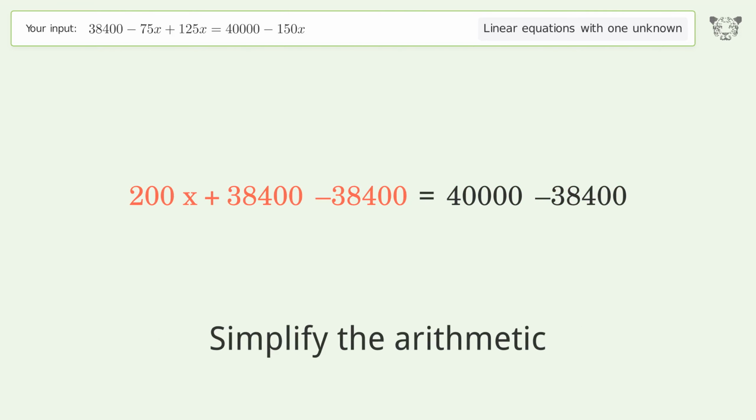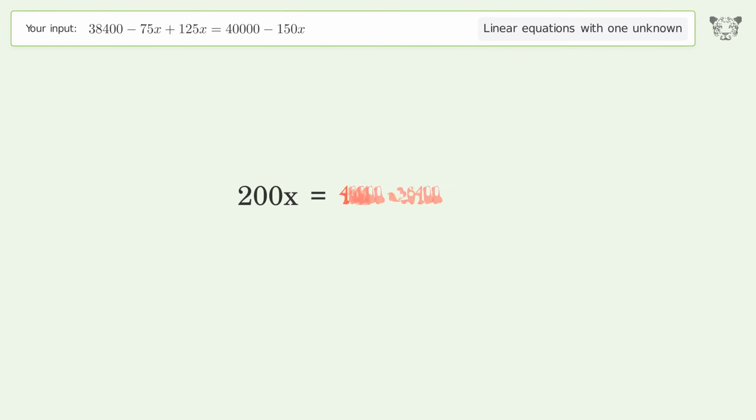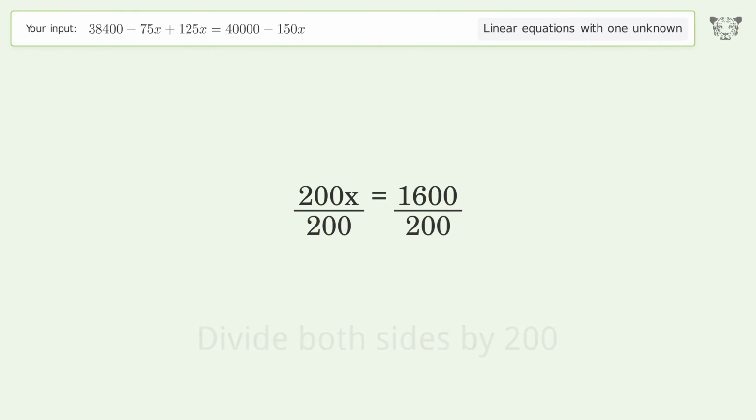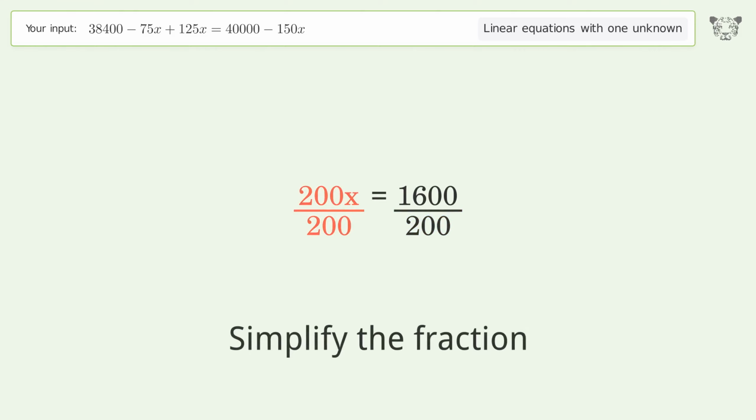Simplify the arithmetic. Isolate the x. Divide both sides by 200. Simplify the fraction.